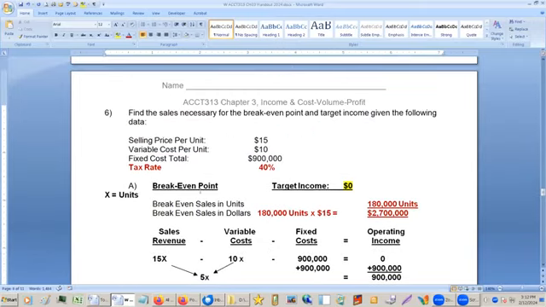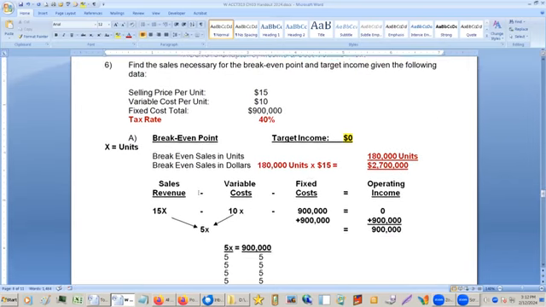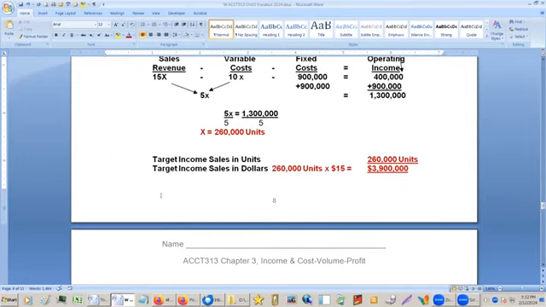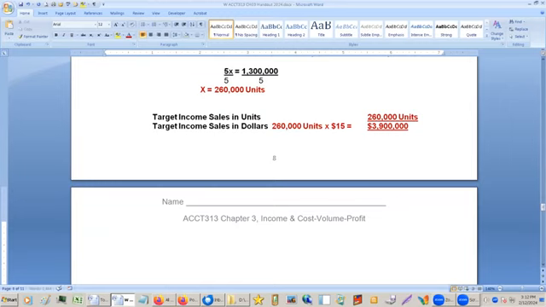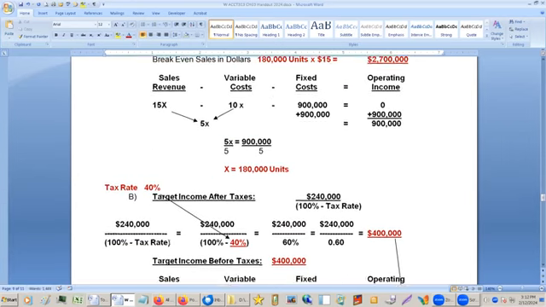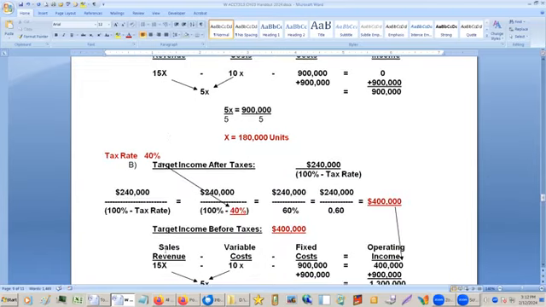Yeah, let's see here. Where should I do it? I'll do it down here. I'll add a page on here. Okay, so it'll look like this. So let me label this. So this will be the income statement with taxes for problem, is that 6? Okay, so for problem 6.